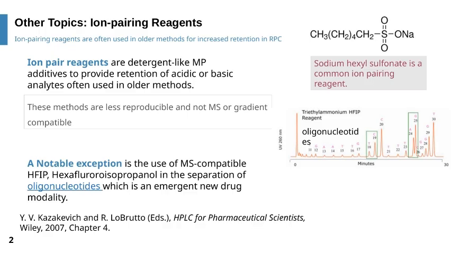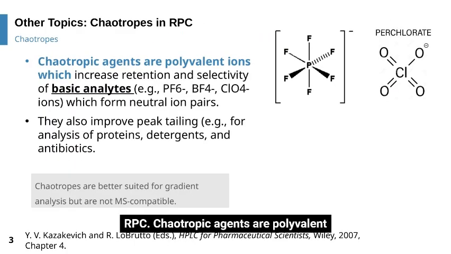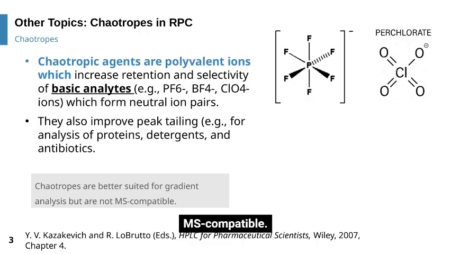Let's move on to chaotropes in RPC. Chaotropic agents are polyvalent ions that can increase retention and selectivity of basic analytes by forming neutral ion pairs. They also improve peak tailing, which is beneficial for analyzing proteins, detergents, and antibiotics. Chaotropes are better suited for gradient analysis but are generally not MS-compatible.